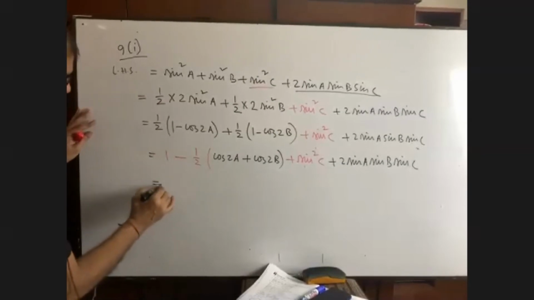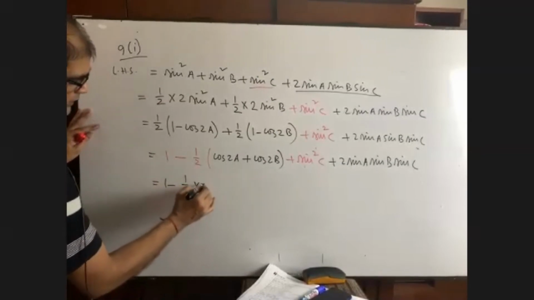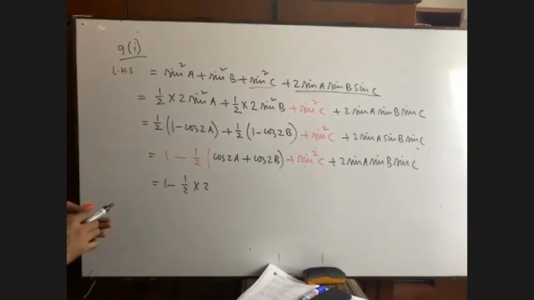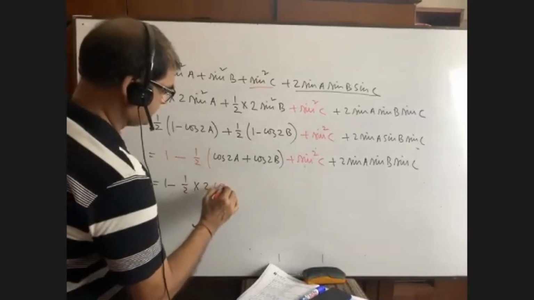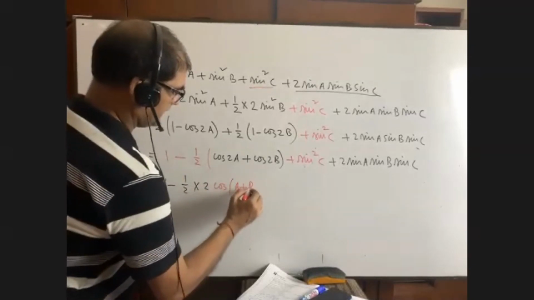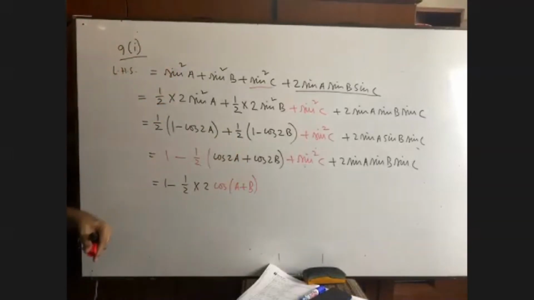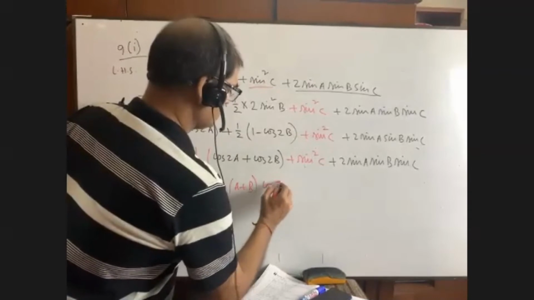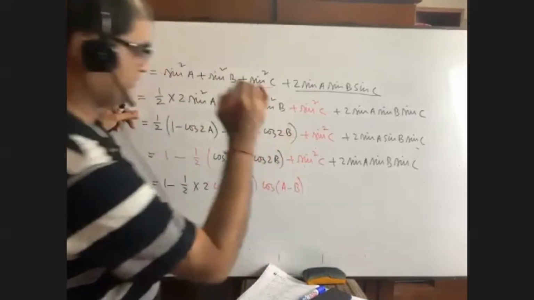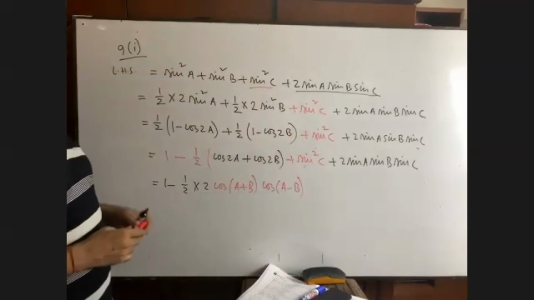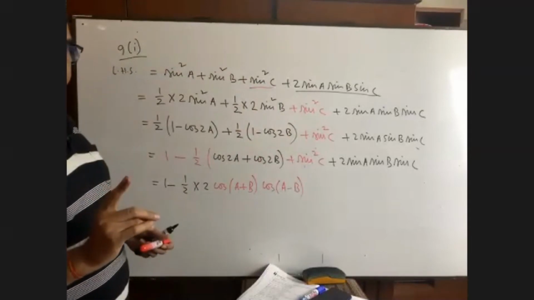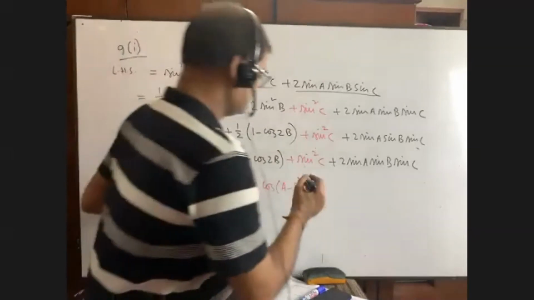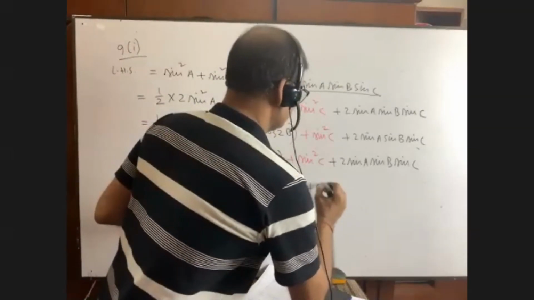Now, dear students, what is the formula? cos C plus cos D equals 2 cos of (C plus D) by 2 into cos of (C minus D) by 2. At a time I have written it. Then cos of (C minus D) by 2, that is 2A minus 2B by 2. Okay, you understand or not? Yes, sir. That's good. Then this is sin C cos C.